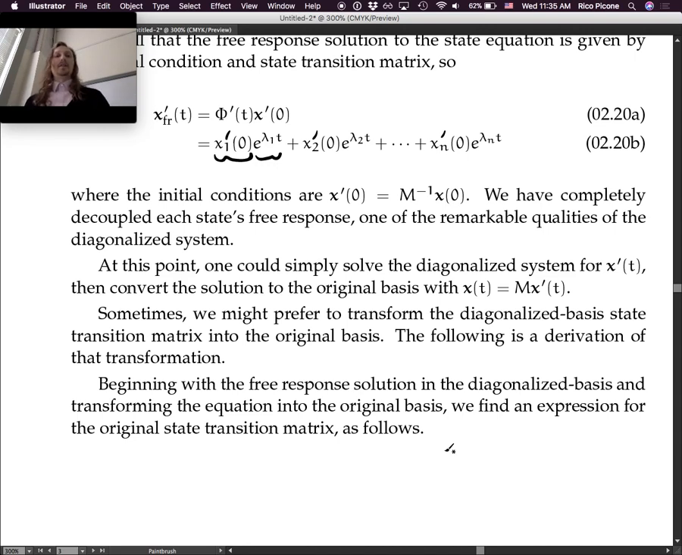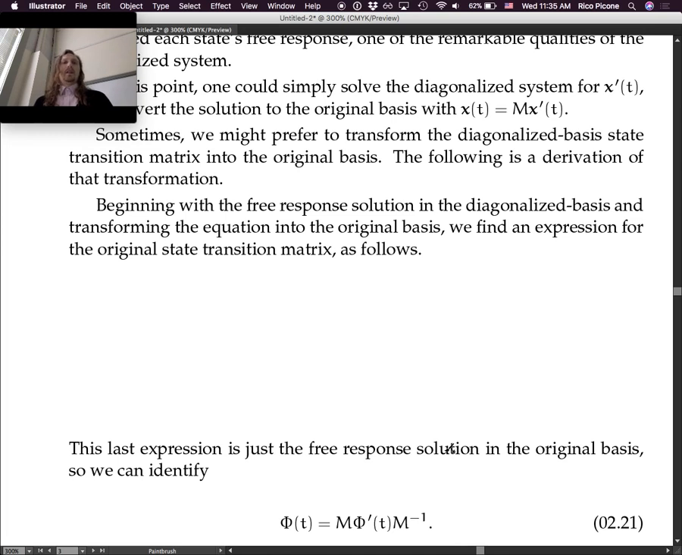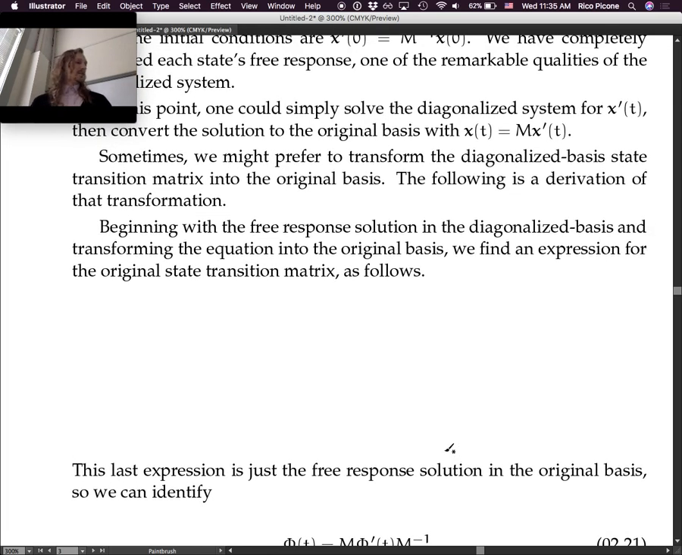The following is a derivation of that transformation. Beginning with the free response solution in the diagonalized basis. So let's see, where am I? Should probably catch up in my notes. And transforming the equation into the original basis, we find an expression for the original state transition matrix as follows.